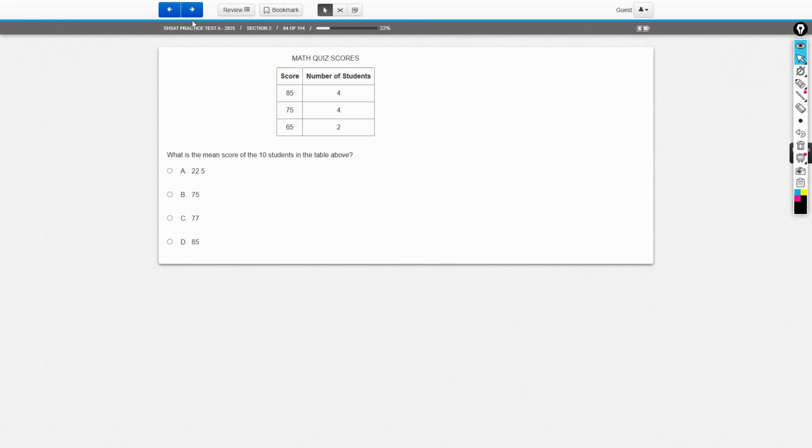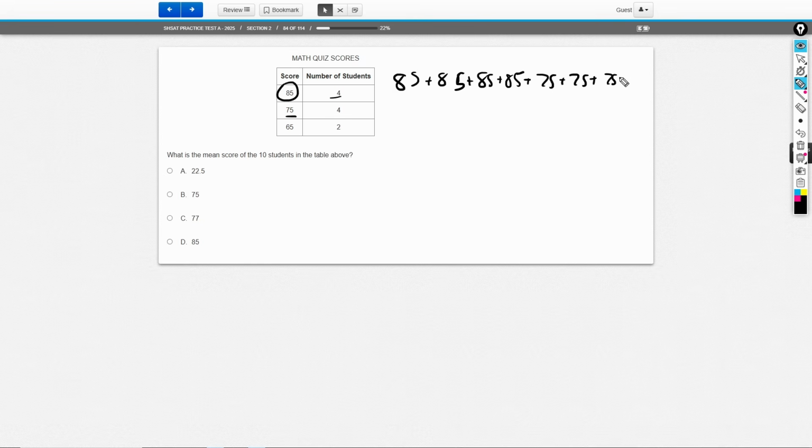All right. Here it asks us what's the mean score of the 10 students in the class. So remember that mean is every single data point added up and divided by the total number of data points. So each score here is a data point. So I have a score of 85 that 4 people got. So I'm going to do 85 plus 85 plus 85 plus 85. And then I'm going to do 75, which is another score that 4 people got. So 75 plus 75 plus 75 plus 75. And then I'm going to add 65 plus 65.